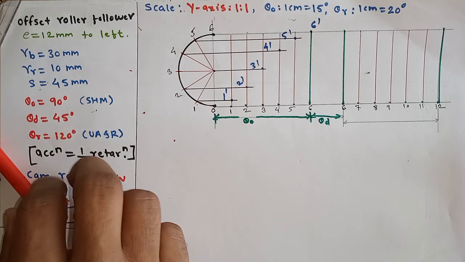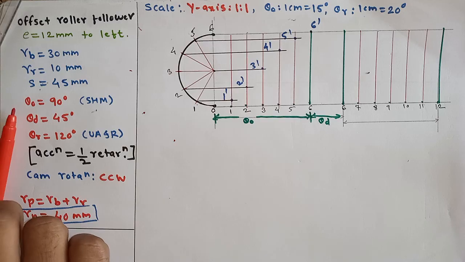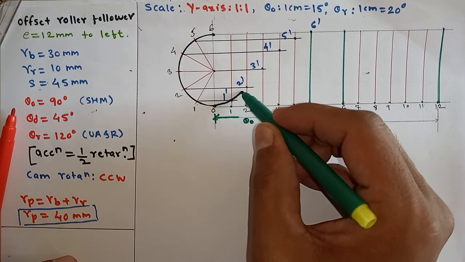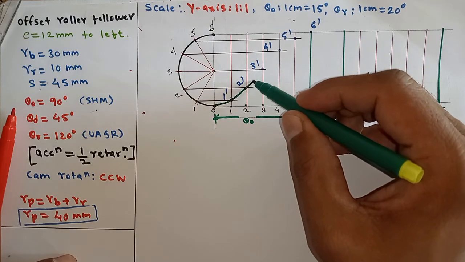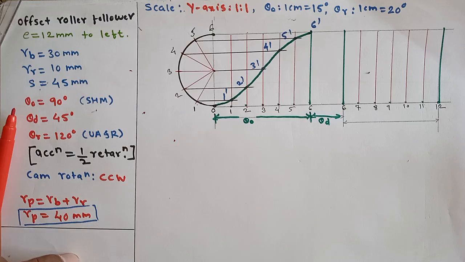Next we draw a smooth freehand curve passing through all these points. So 0, 1 dash, 2 dash, 3 dash, 4 dash, 5 dash and 6 dash. This represents displacement diagram of the follower during outstroke when it is moving with simple harmonic motion.